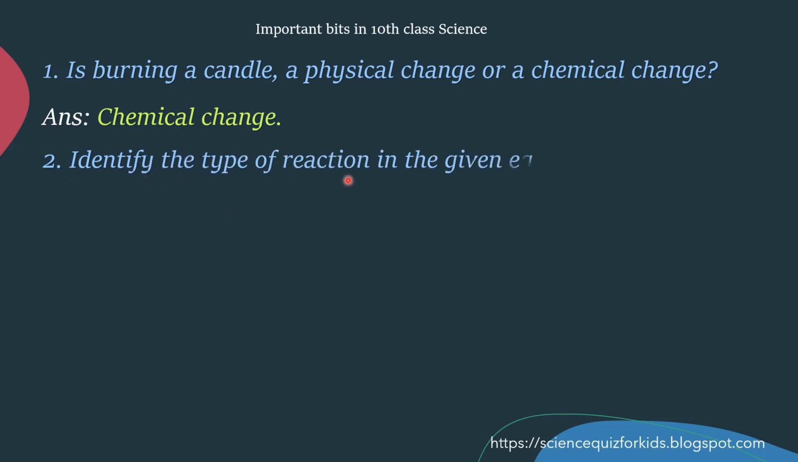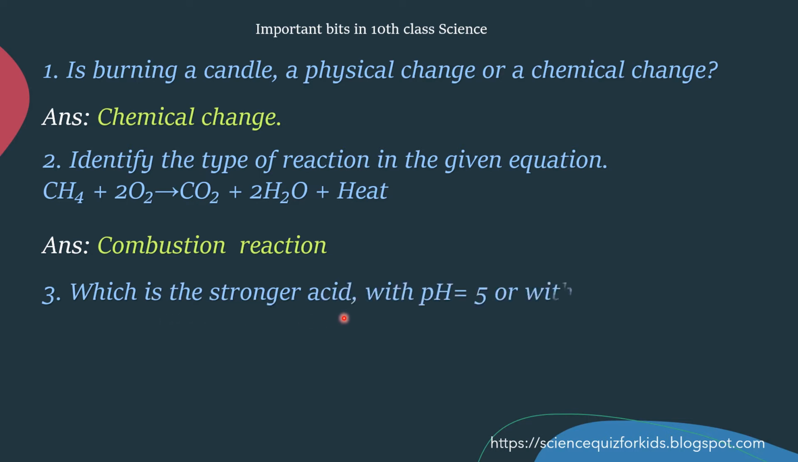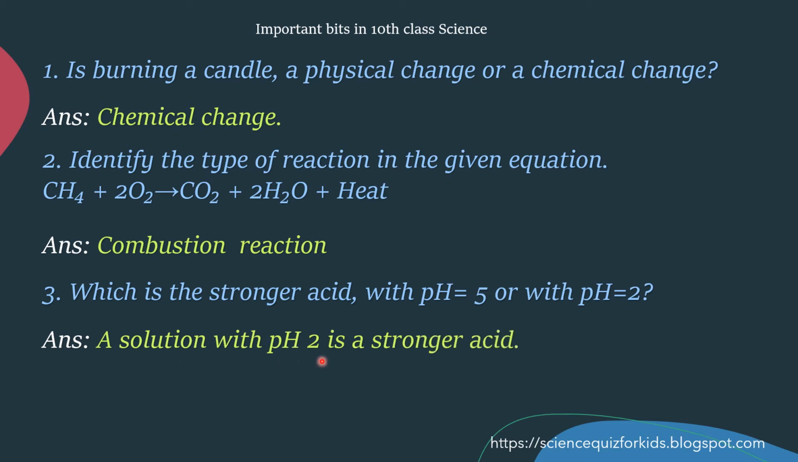Identify the type of reaction in the given equation. It is a combustion reaction. Which is the stronger acid with pH 5 or with pH 2? A solution with pH 2 is a stronger acid.